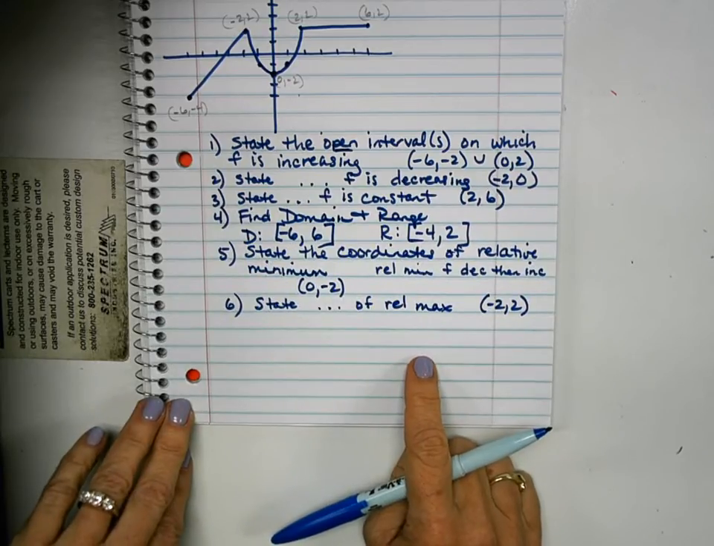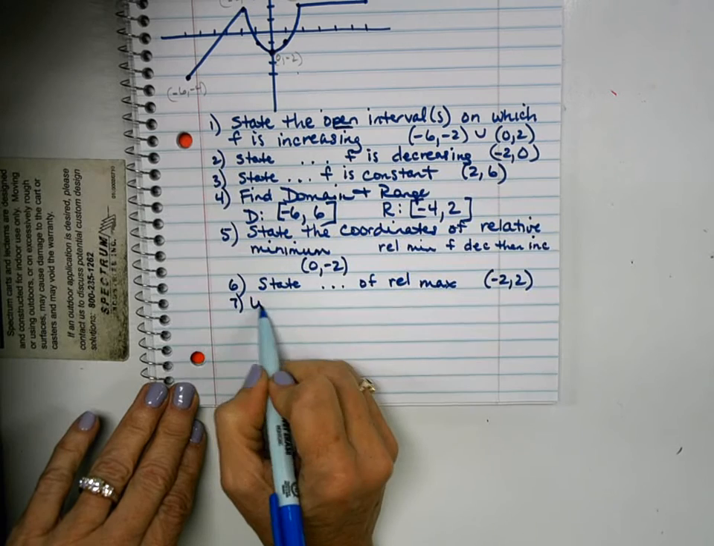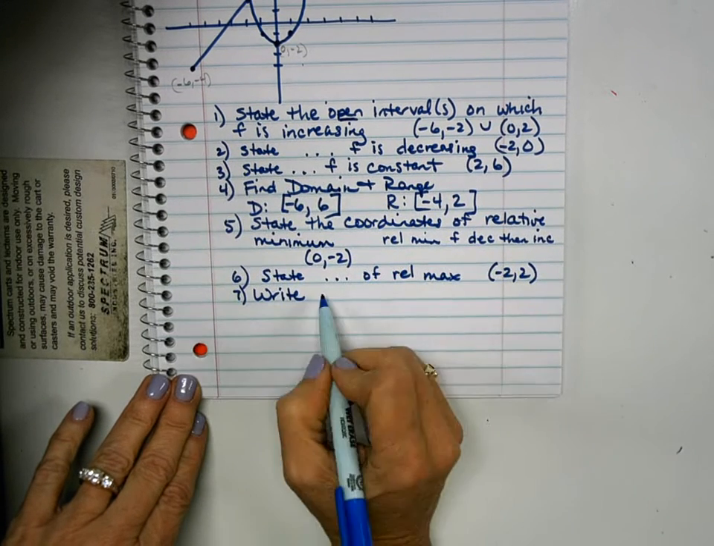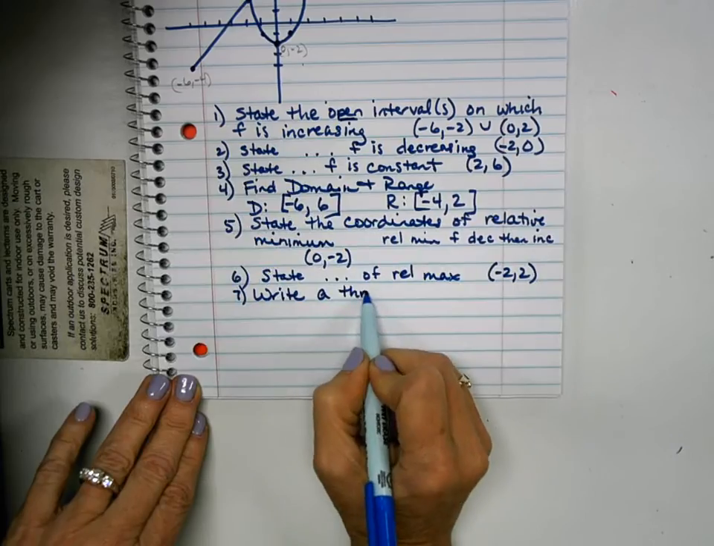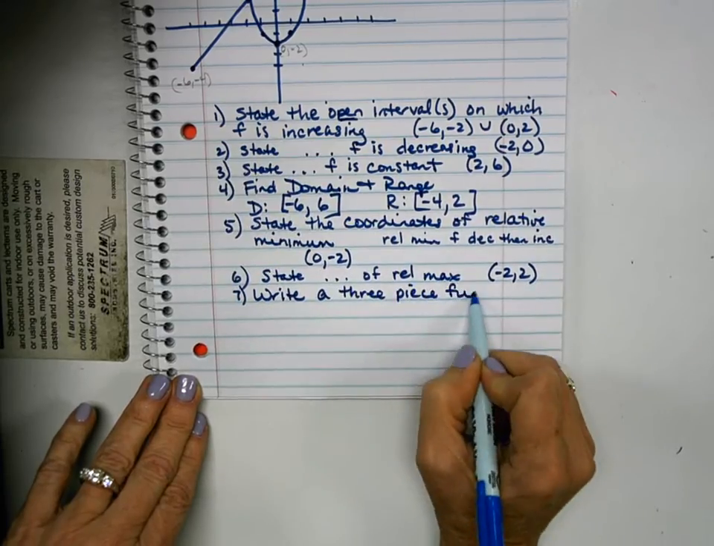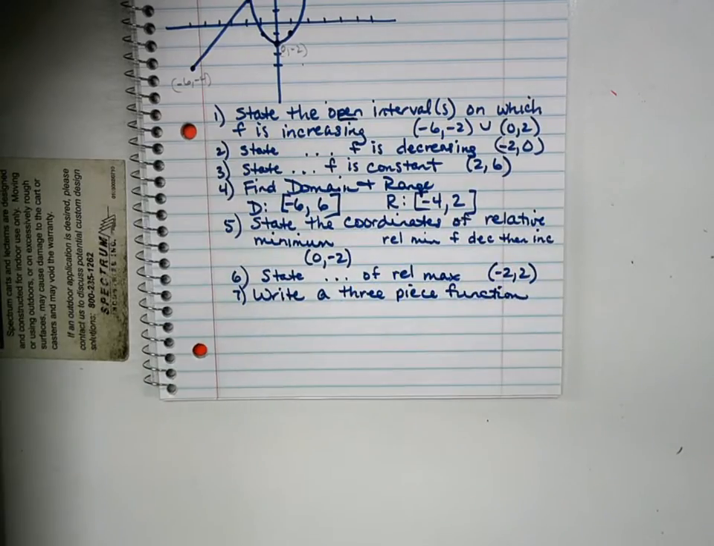Okay, then the fun part, number 7. Ready? We're now going to write the 3-piece function. A 3-piece function. We graphed these. We went the other way in Unit 1, okay? So now it's going to be backwards. All right, we're going to come backwards here. And here's what this is going to look like.